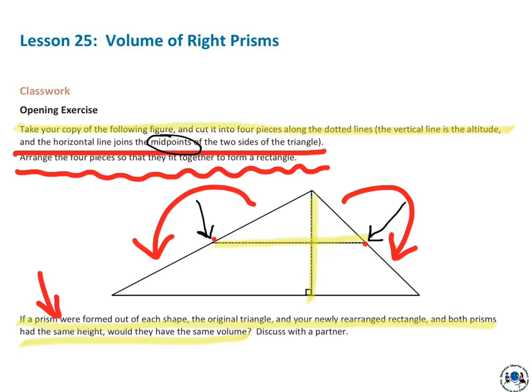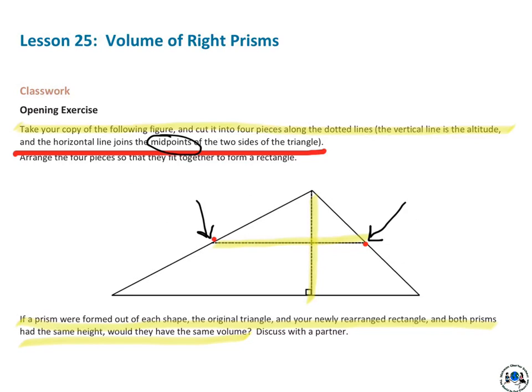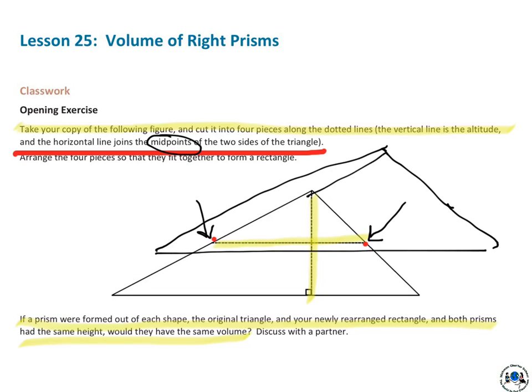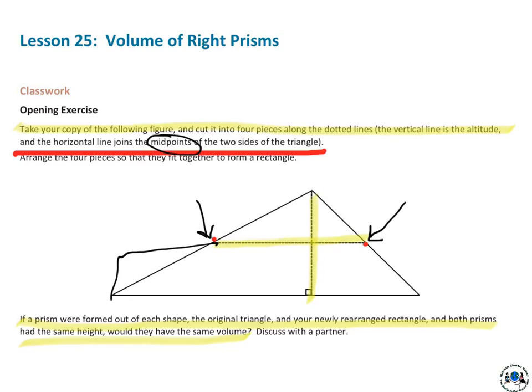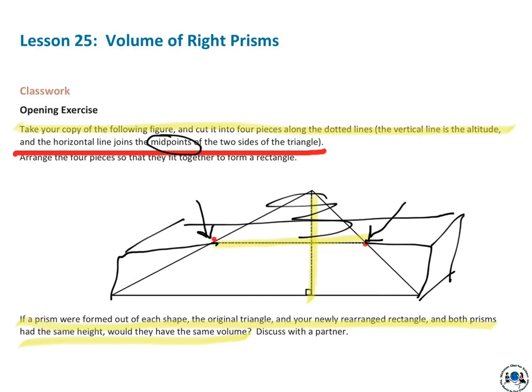So if you went ahead and made a prism out of this, and then you made a prism out of this new rectangle you would make here, so this would no longer be here, but this would be like that. Those 2 prisms, the one I made before and then this one right here, would they have the same volume? What do you think about that? Think about that for a little bit.